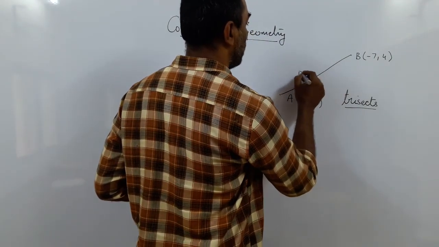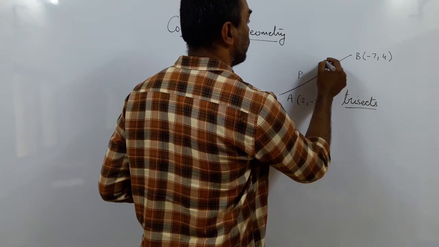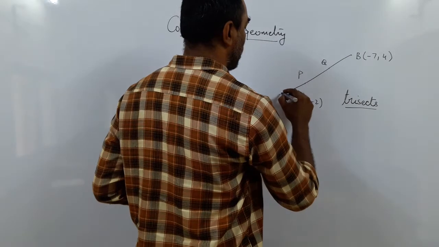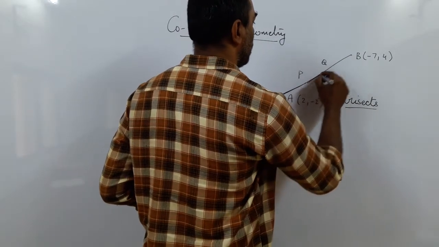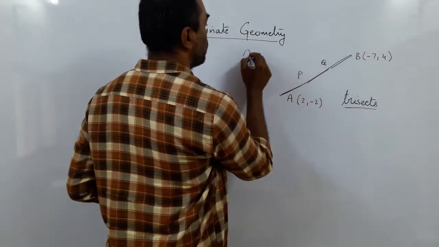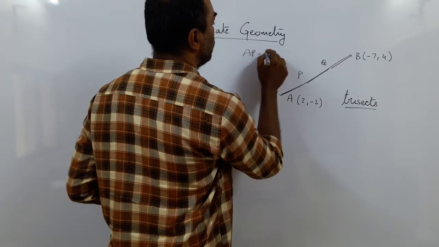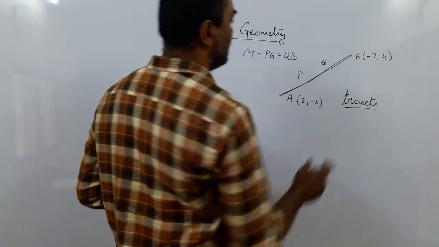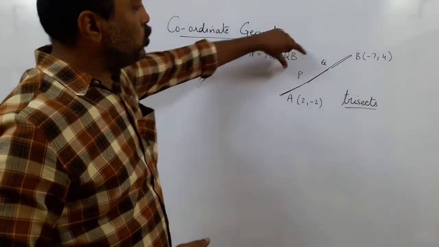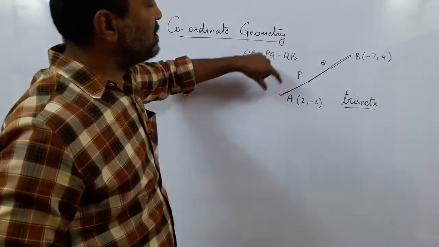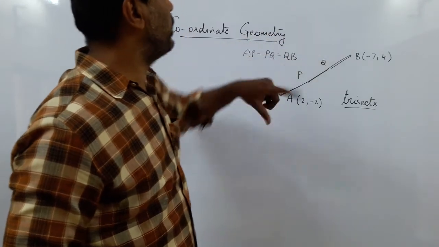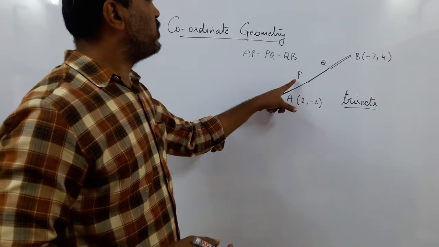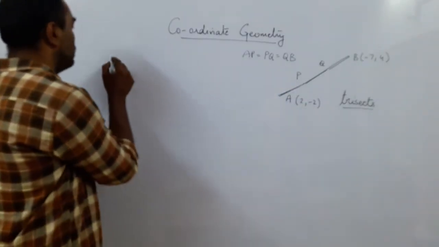Let us call the first point P and let us call the second point Q. So the 2 points divide AB into 3 equal parts. So we have got AP, PQ and QB. AP is equal to PQ is equal to QB. So this is the meaning of the word trisect. So there are 2 points which trisect AB, means divides AB into 3 equal parts. Okay? Now let us first find the coordinates of point P.